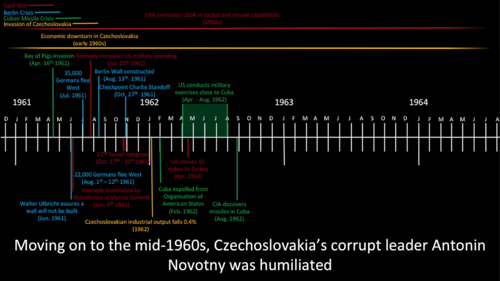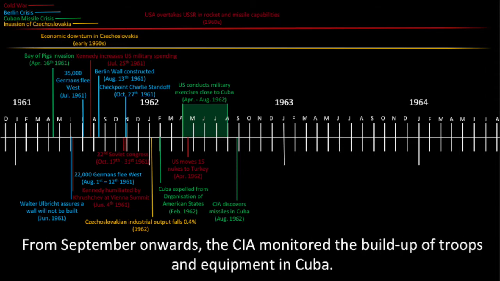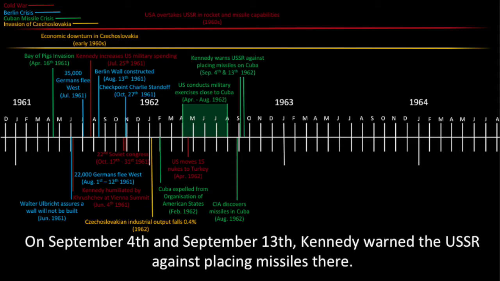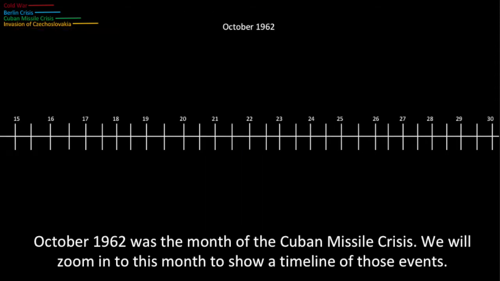Moving on to the mid-1960s, Czechoslovakia's corrupt leader, Antonin Novotny, was humiliated as he was forced to abandon his third five-year plan and give in to reforms in August 1962. From September 1962 onwards, the CIA monitored the build-up of troops and equipment in Cuba. On September 4th and September 13th, Kennedy warned the USSR against placing missiles there. October 1962 was the month of the Cuban Missile Crisis. We will zoom into this month to show a timeline of those events.